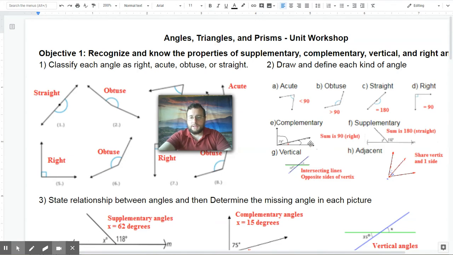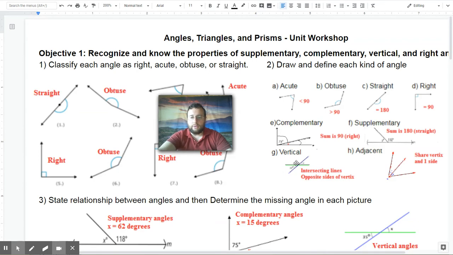Then we have the idea of complementary angles, and those are the angles that add up to 90 degrees. Their sum is 90. So they're made up of a right angle split into 2 angles. And then the same thing with supplementary, except it's up to 180. So 2 angles which add up to a total of 180, or a straight angle.